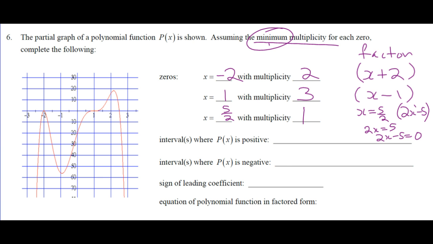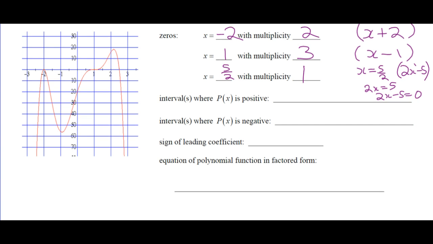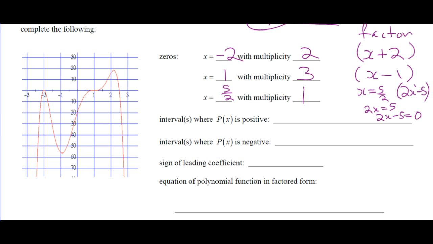So, read the question. Intervals where p of x is positive. Okay, when is it above the x-axis? Between 1 and 5 halves. So how do we say that?